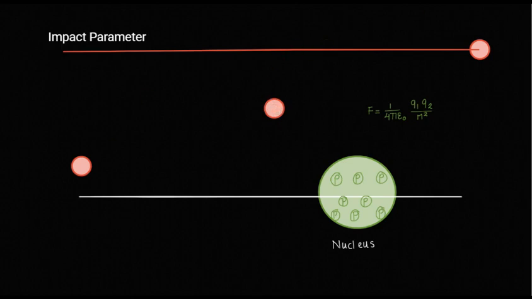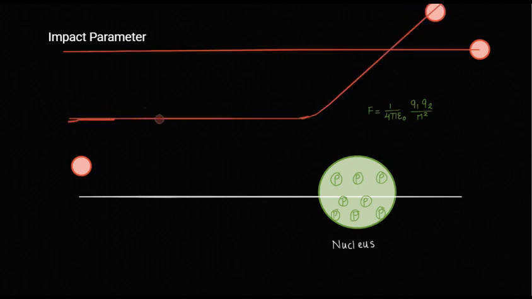Fine. So what will happen to this alpha particle is that as it approaches the nucleus, as soon as it comes near the nucleus, it will be repelled to move in the other direction. Fine. So in this case, what happens? This alpha particle has changed its trajectory. Why? Because there is a larger impact on this alpha particle from this nucleus as compared to this alpha particle.